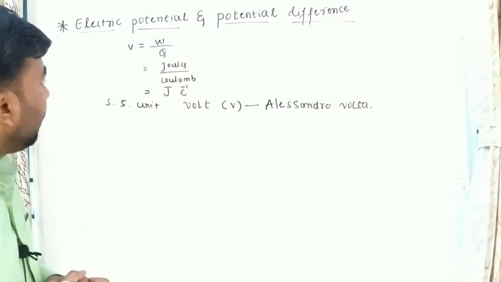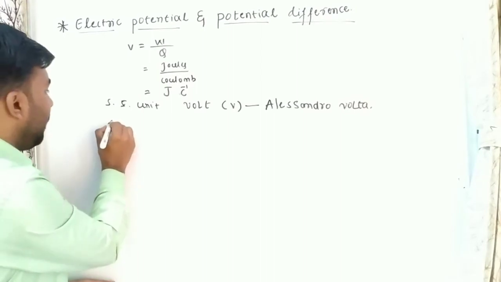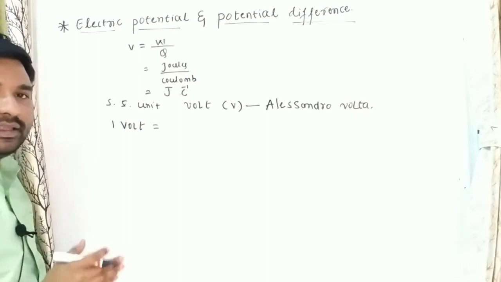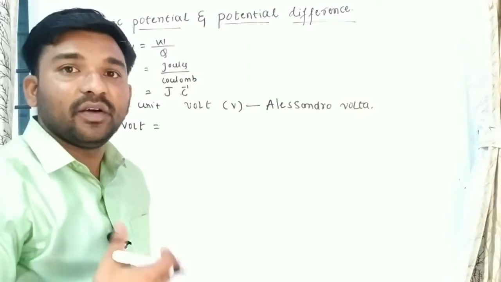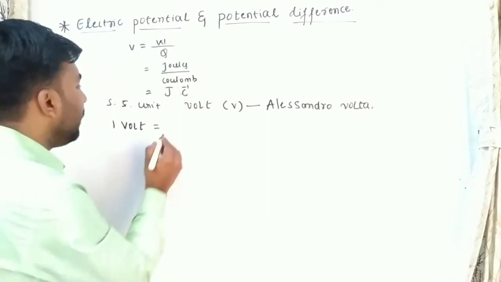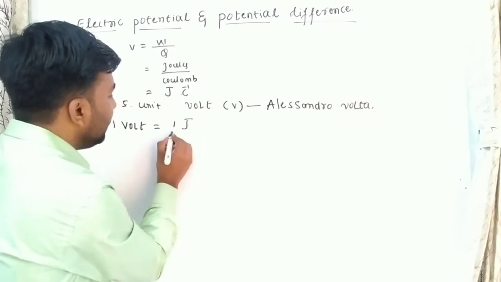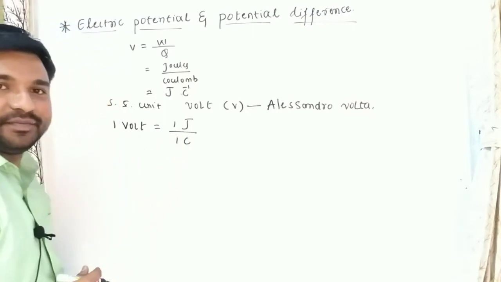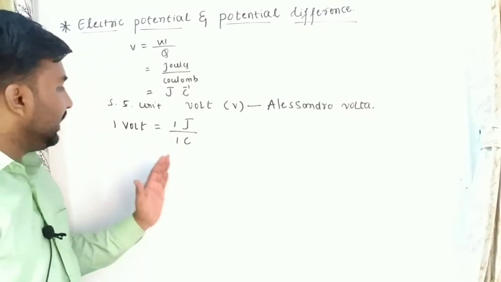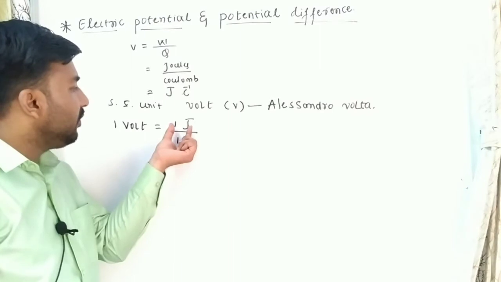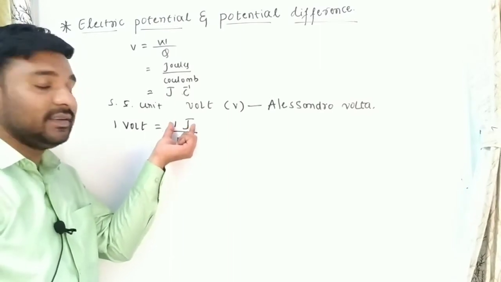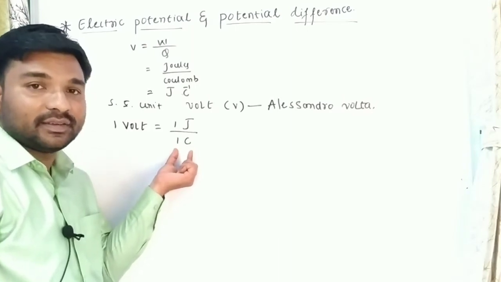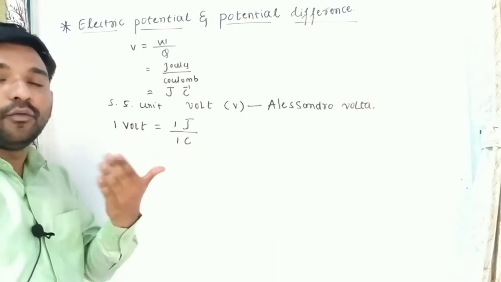Now, how to define 1 volt? We say the potential difference is 1 volt when 1 joule of work is done to move 1 coulomb of charge. So in an electric field, if 1 joule of work is done to move 1 coulomb of charge, then we say the potential difference is 1 volt.